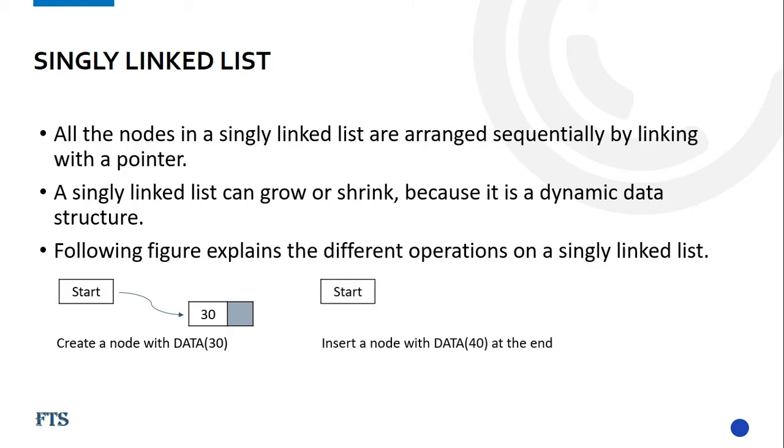If you insert 40 at the end, the start pointer is pointing to 30, then 30 should point not to null. It should point to the new node, which is 40.